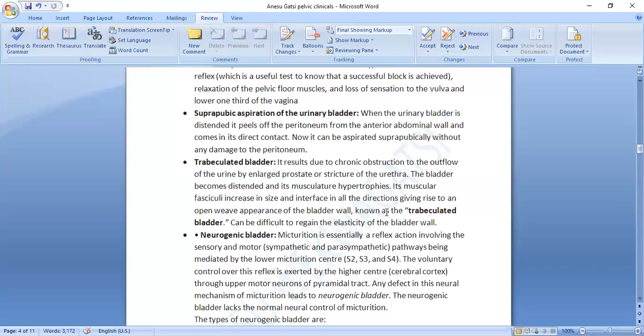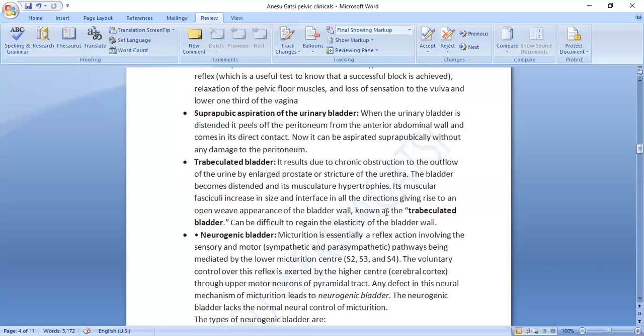So micturition is essentially a reflex that is controlled by both sympathetic and parasympathetic fibers. Remember that sympathetic fibers will actually relax the detrusor muscles for you not to urinate, but parasympathetic fibers will actually cause these detrusor muscles to contract for you to urinate. Of course, when you look at what they do on the sphincters, it'll be the reverse of what they do on the musculature.